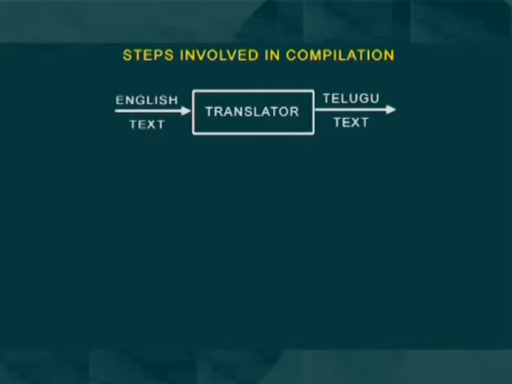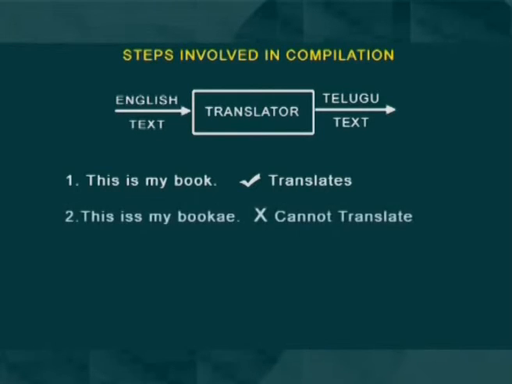To understand the process of translation, I have given the translator the following sentence. Please note down, sentence 1: this is my book. The translator has translated that, but I could not understand the process of translation. The second sentence I have given to the translator is, this is my book, written with two invalid words. I am feeling that this is my book, but the translator says he cannot translate. Then immediately I asked the translator, why can you not translate this sentence?